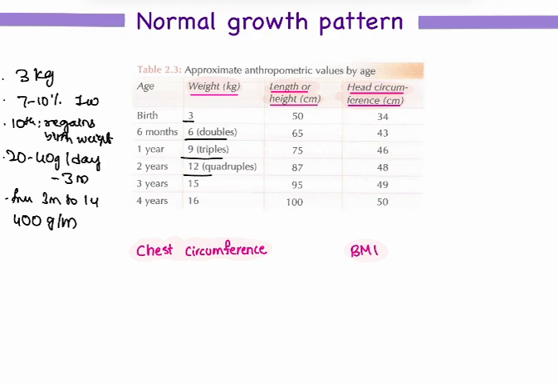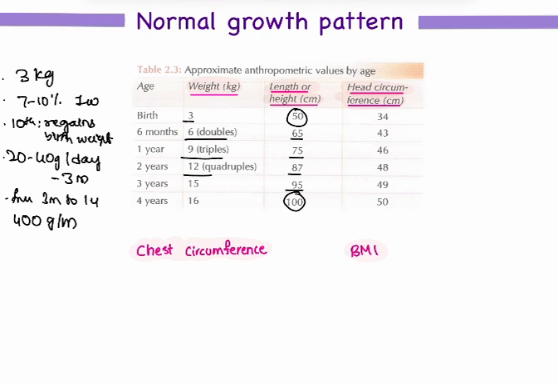For 3 years, the weight is 15 kgs. For 4 years, the weight is 16 kgs. Length or height. At birth, the normal length is 50 centimeter and it doubles by 4 years, that is 100 centimeters at 4 years. At 6 months, the length is 65 centimeters. At 1 year, the length is 75. At 2 years, the height is 87 centimeters. At 3 years, the height is 95 centimeters.